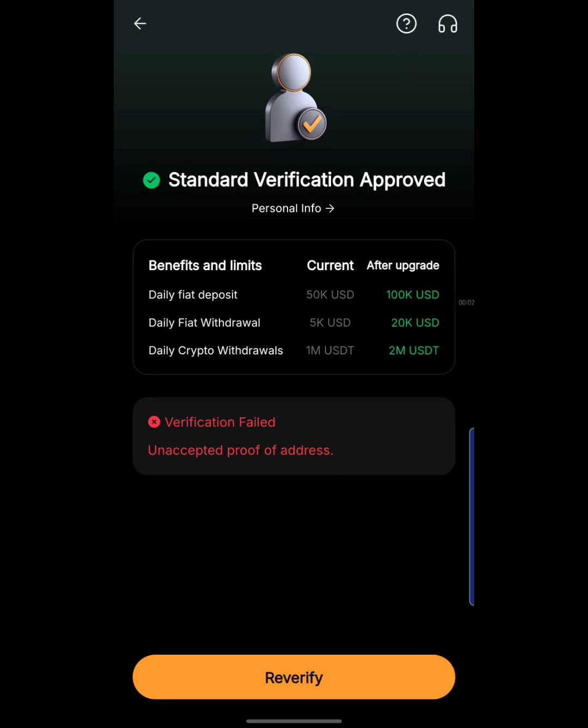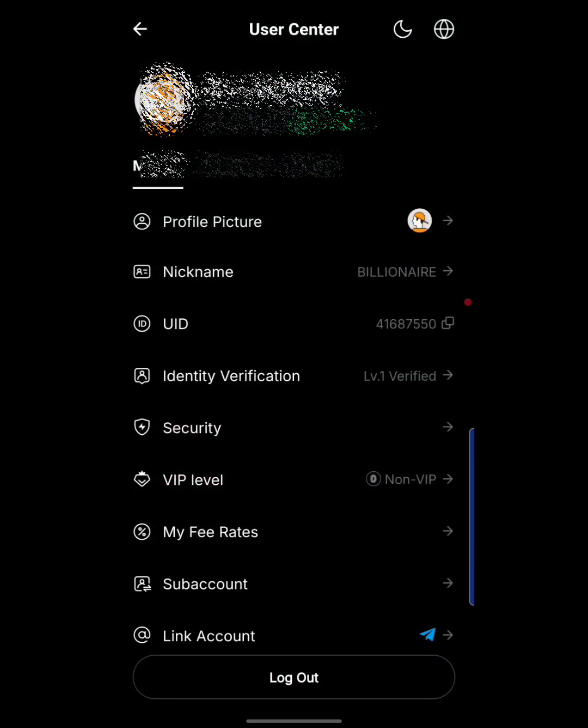Now that you know exactly how you can verify your Bybit account, the next step would be knowing exactly how you can start trading on Bybit as a merchant to start making the most amount of money you can make for yourself each and every single day, guys. So I'm going to go back right now.